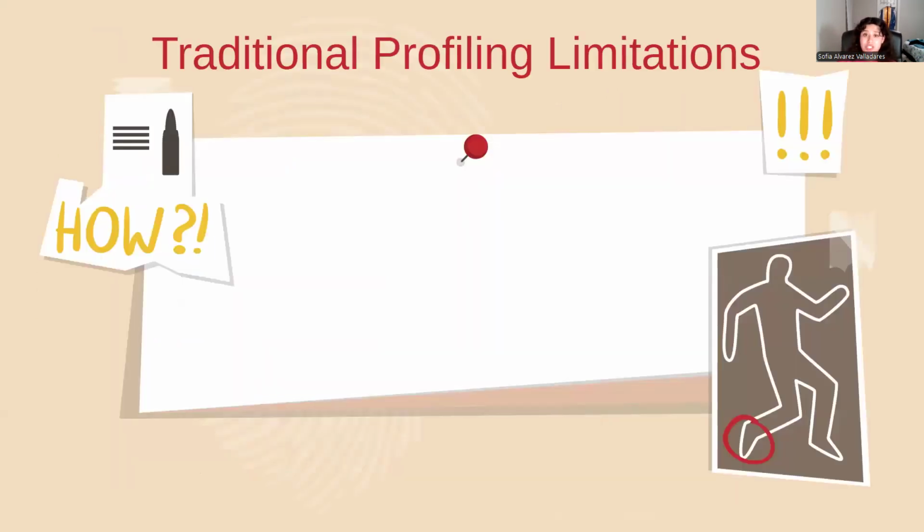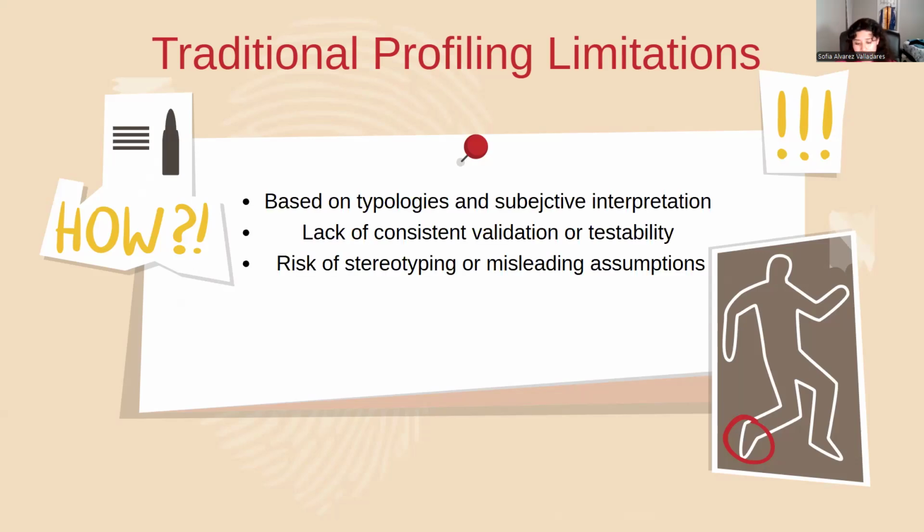Now we're going on to traditional profiling limitations. This involves different types of profiling, so it's more about intuition and the interpretation that they have of these crime scenes. Despite the appeal of traditional criminal profiling, there are still significant limitations. Many of the traditional methods were built on typologies or psychological stereotypes and biases, which lack the empirical testing and evidence they need. So this just opens doors to cognitive bias and false assumptions.